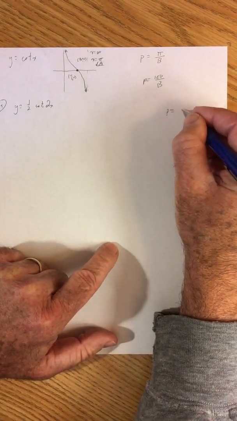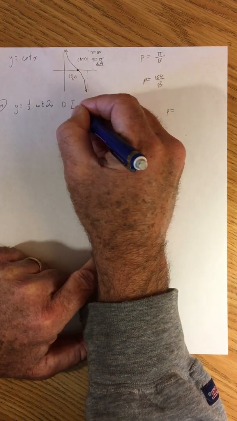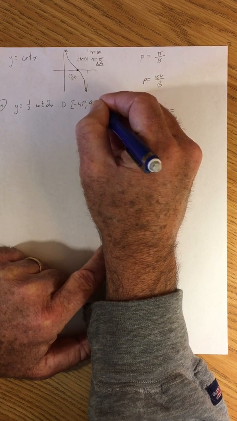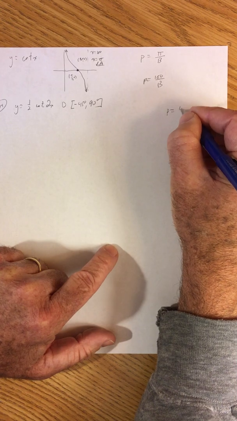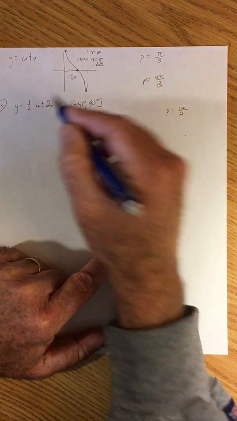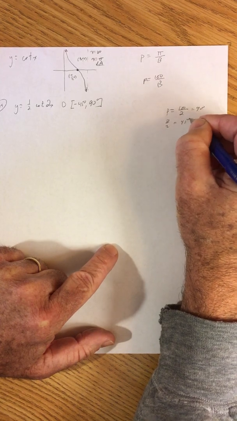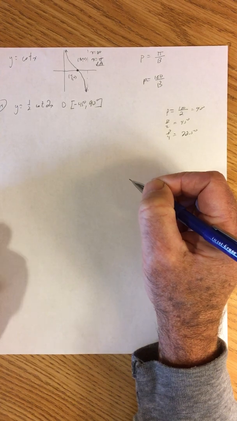The period is equal to, and this one is going to be a degree problem, and we're going to go from negative 45 degrees to 90 degrees. Okay, so the period is 180 over 2, that number, which is 90 degrees. Half cycle then is 45 degrees, and quarter cycle is 22.5 degrees.